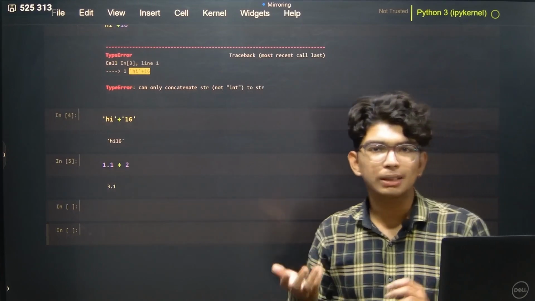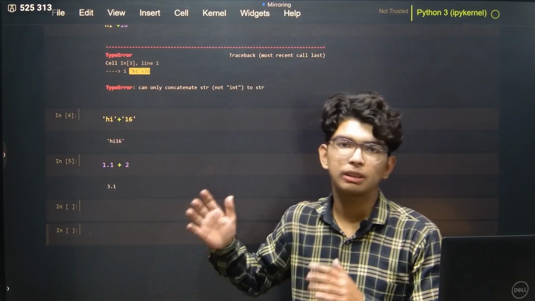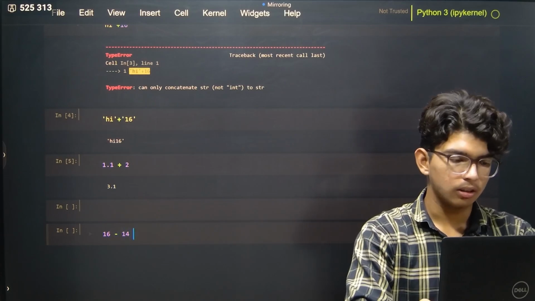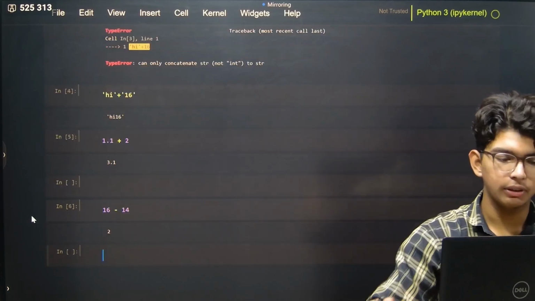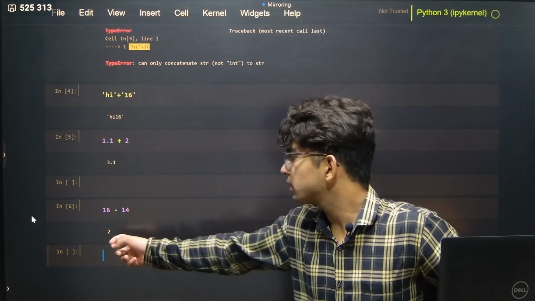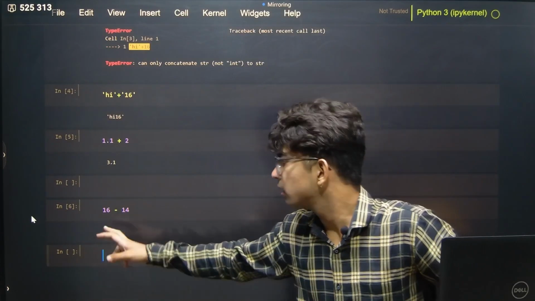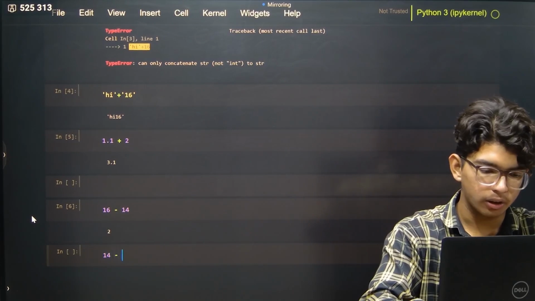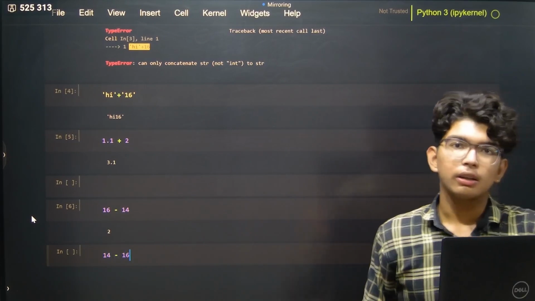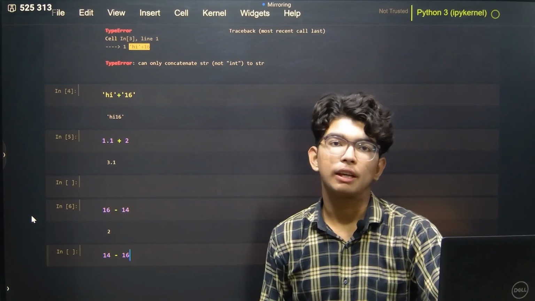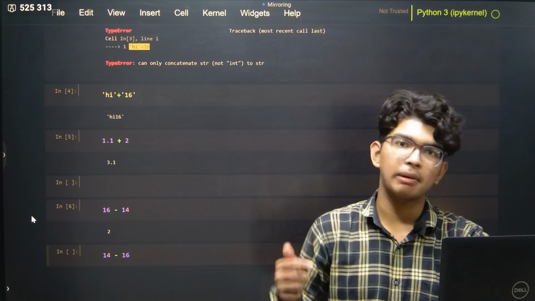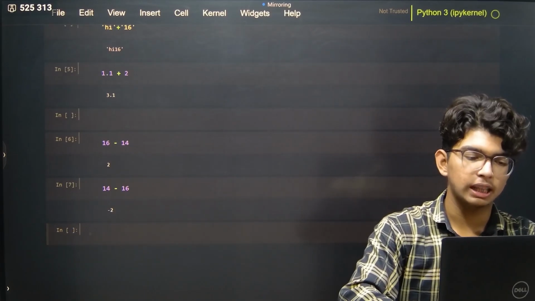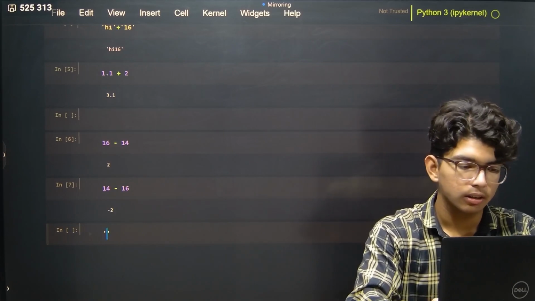Well, we all know what subtraction is. Let's do the same exercise with that. 16 minus 14. Now if I run this cell, we got the answer 2, which is correct, right? The answer is positive, which is also correct. Now if I write in this order, 14 minus 16, can you guess what the answer will be? If you have already guessed, then write it in the comment section. Minus 2. Yes.